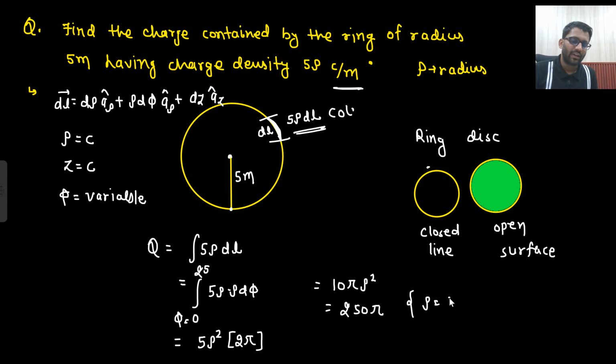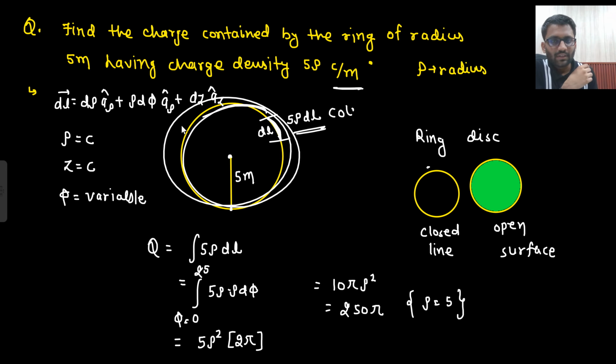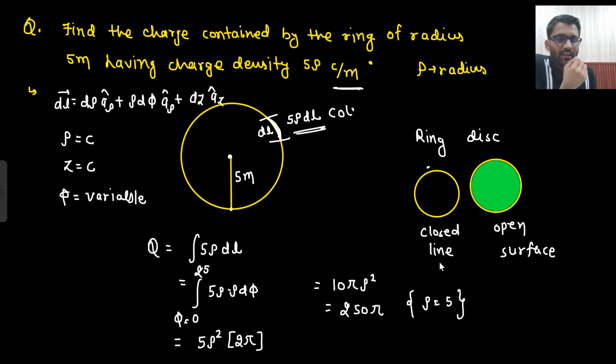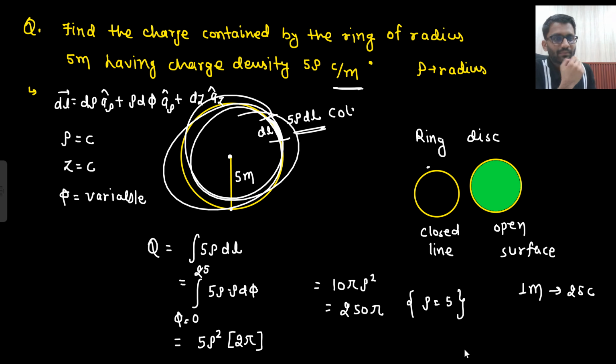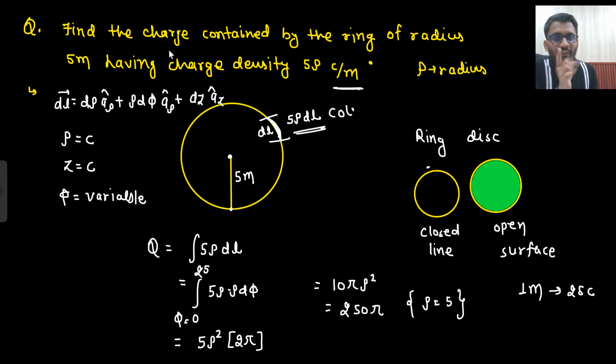What I did was put rho equals 5. On this closed surface, rho is constant. So what it is saying is, on 1 meter, 25 coulomb charge is there. Did you understand this point? On 1 meter, 5 rho coulomb is there, but rho is constant here, no? So in 1 meter, 25 coulomb is there, because rho is 5 meter.